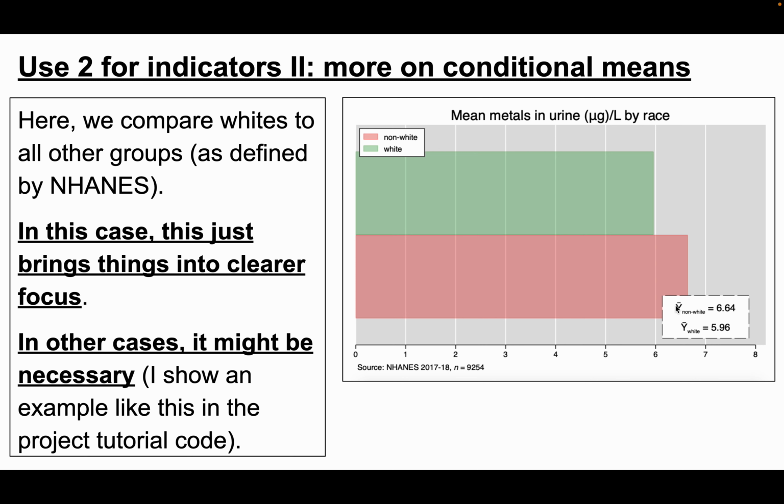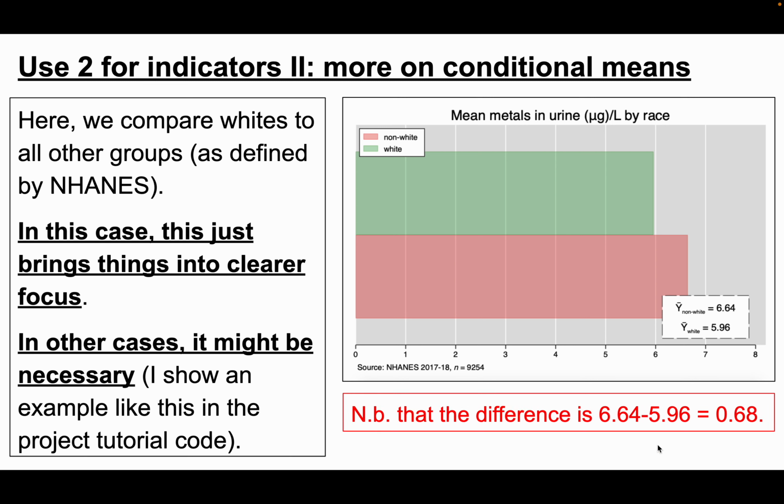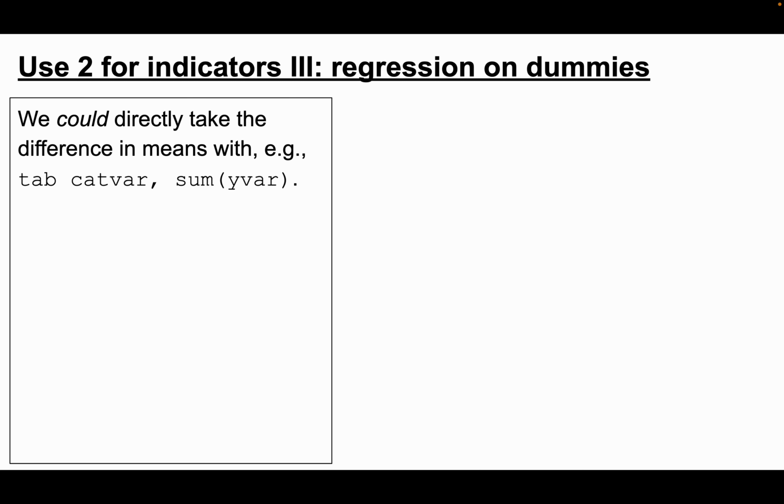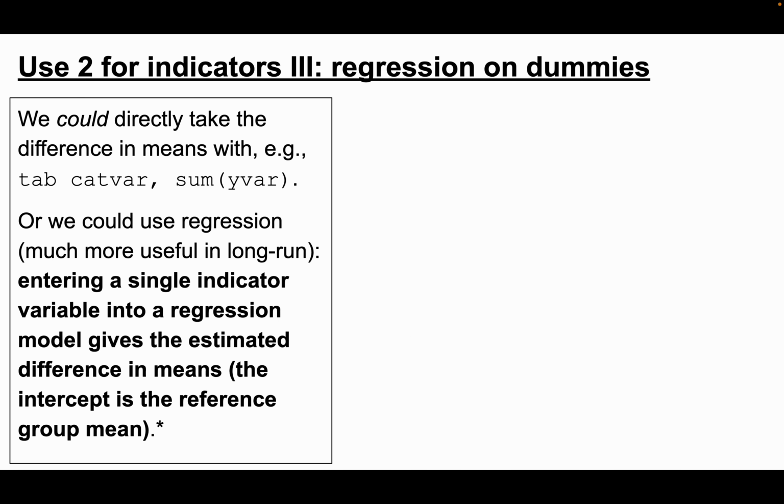And here we can just print the summary statistics: the mean of y bar, just generically denoting the outcome, of metal content, sorry about that, is 6.64 for non-whites, which is significantly higher than for whites, which is 5.96. So this makes the analysis pretty easy to summarize. Note, by the way, that the difference is 0.68. That'll come back up a little bit later. So note that we could directly take the difference in means with, for example, tab categorical variable, sum continuous outcome variable. But we can also use regression, and this is much more useful in the long run.